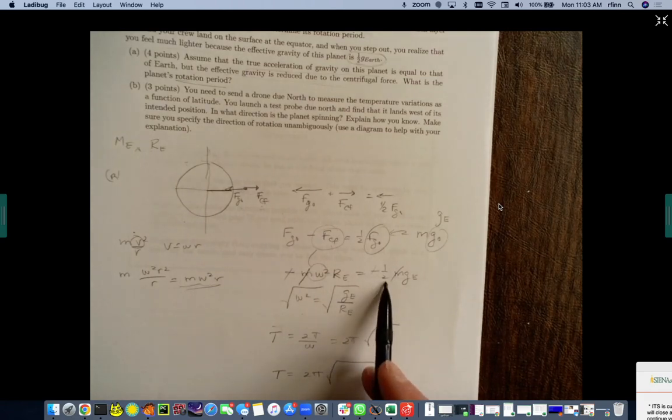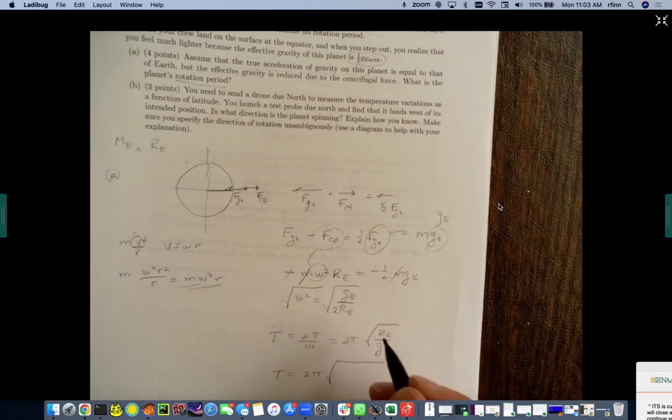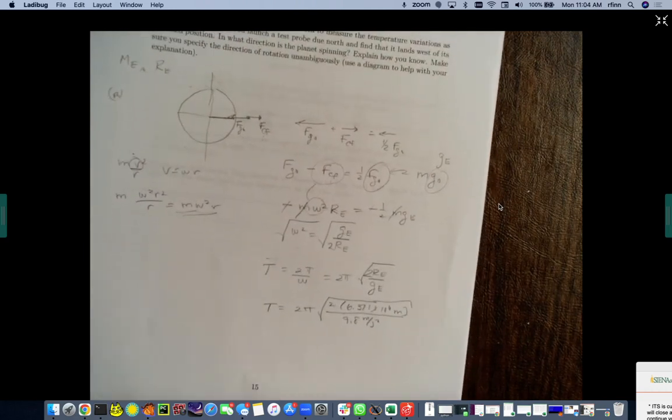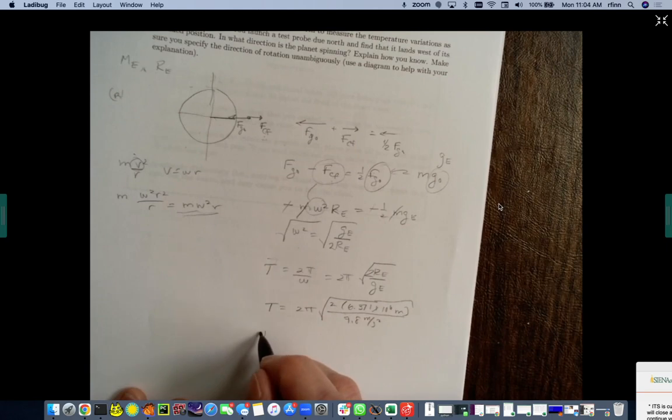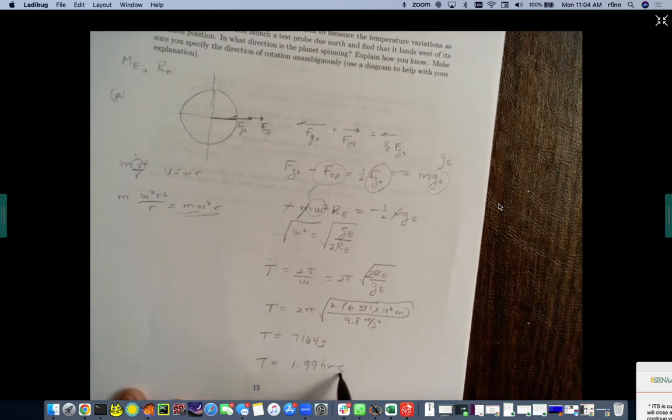oh, did I forget a factor of 2? Yeah, I did. Okay, so there's a 2 there, so 2 times R_E, which is 2 times 6.371 times 10 to the 6 meters, divided by the acceleration of gravity on Earth, 9.8 meters per second squared. Okay, so if we plug in those values, we get 7,164 seconds, or the period is 1.99 hours. So that planet is spinning fast.